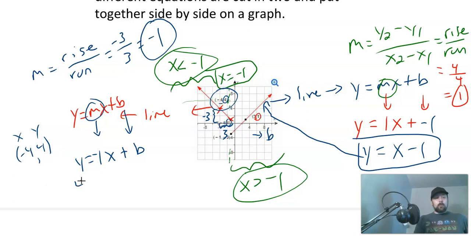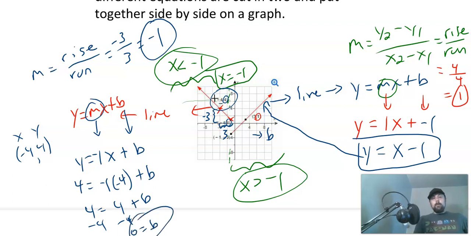Right? So I'm going to plug in 4 for y, plug in -4 for x, and then I can solve for b. I'll get 4 equals 4 plus b, subtract 4 from both sides. You get b is equal to 0, which you might be able to tell by just projecting, right? If the line were to continue, where does it look like it would cross the y-axis? It looks like it would cross right here, right at the origin, which is 0. Sorry, the y-intercept would be 0. It crosses the y-axis at the number 0.